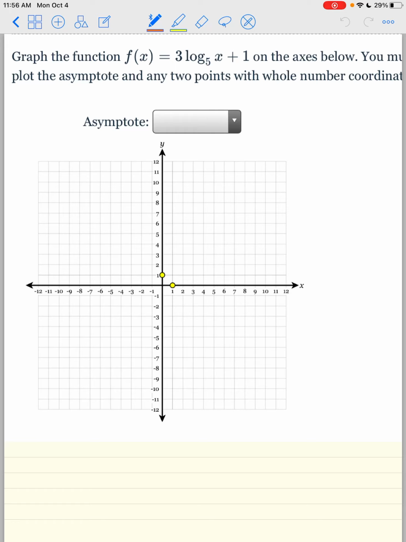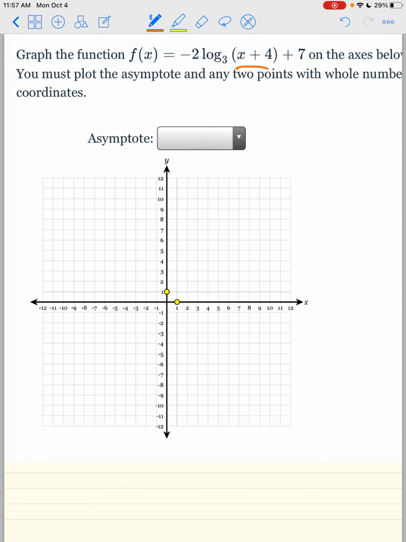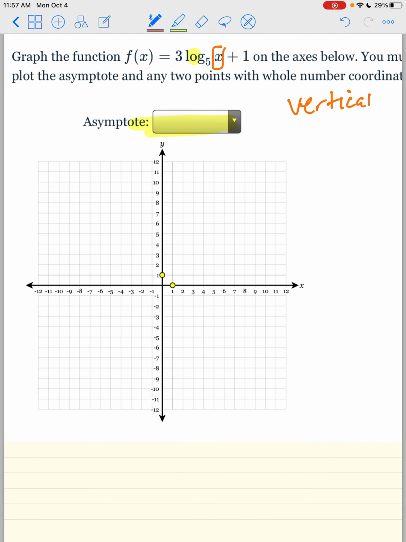First thing here on Delta Math, they're going to ask you to pick which type of asymptote it is. For logs, it's always going to be vertical. And the way that we're going to find the vertical is we're going to take this part and set it equal to 0. Notice that there's no parentheses. In this case, there's parentheses. In this case, there's no parentheses. You're going to take that and set it equal to 0 and solve. Since it's just x, there's going to be a vertical asymptote at x equals 0, which means here we are going to do that.